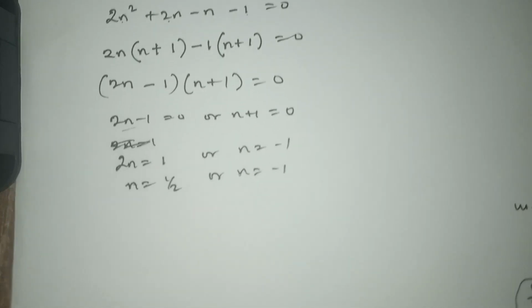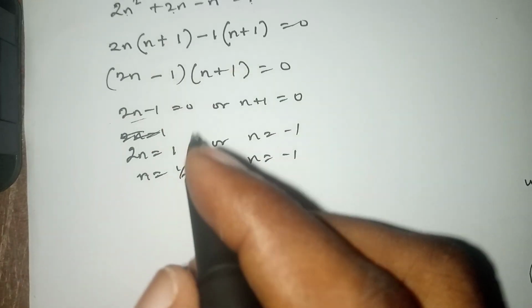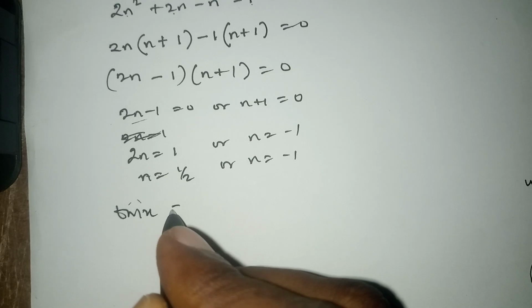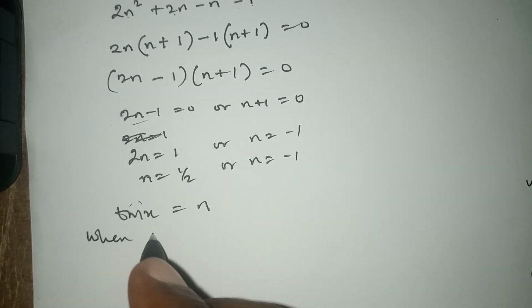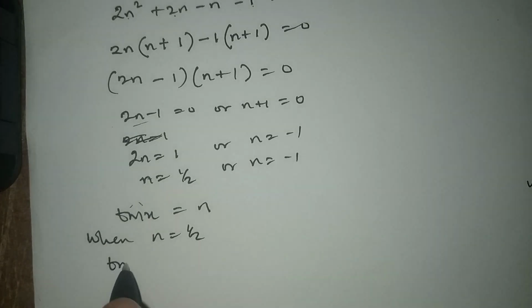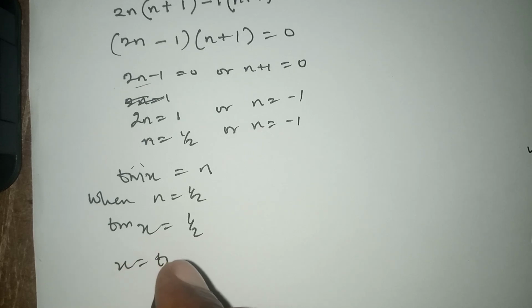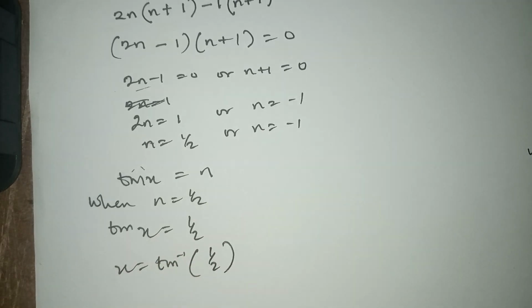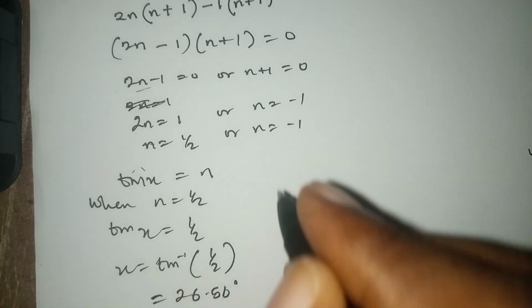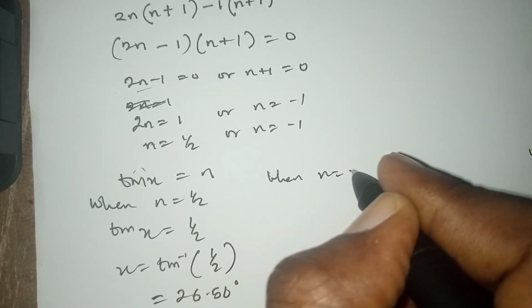So let's go back to our statement. We said tan x equals n. So the first one, when n equals 1/2, tan x equals 1/2. So x equals arctan of 1/2. All right. So what is arctan of 1/2? Arctan of 1/2 is 26.56 degrees.